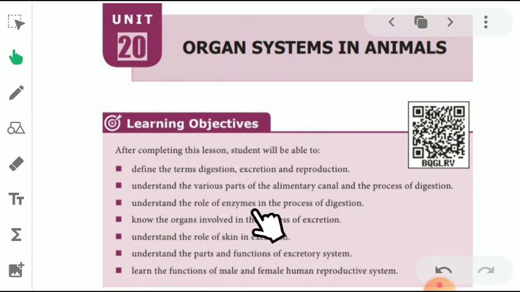Understand the role of enzymes in the process of digestion. Know the organs involved in the process of excretion. Understand the role of skin in excretion. Understand the parts and function of an excretory system. Learn the functions of the male and female reproductive system.